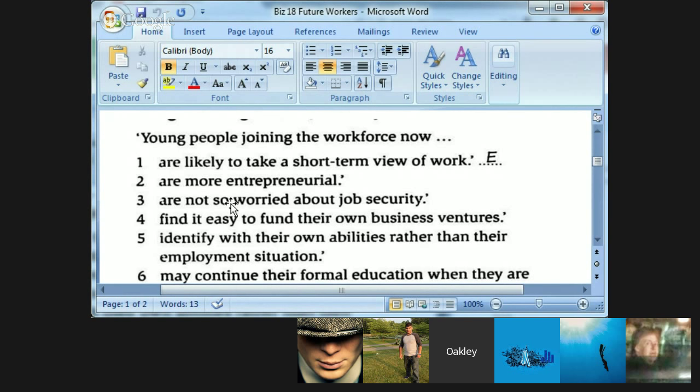Okay, Sasha, do you think young people joining the workforce now are more entrepreneurial? What do you think? They are? They aren't? Or both? What is entrepreneurial? Excellent question.